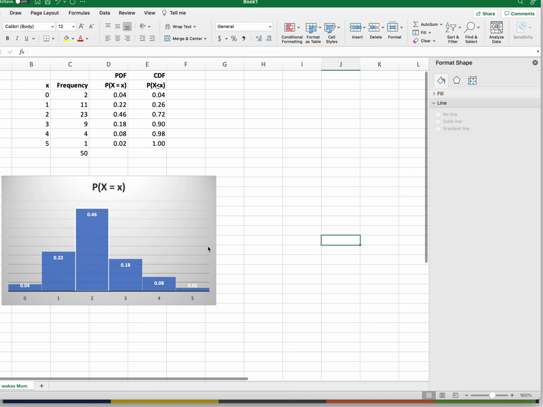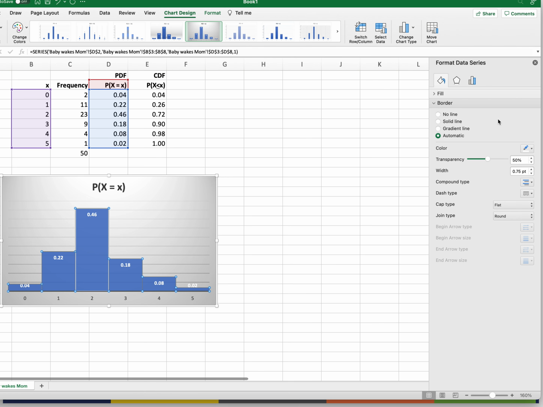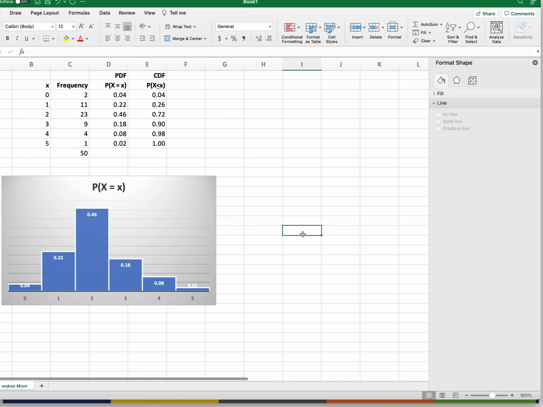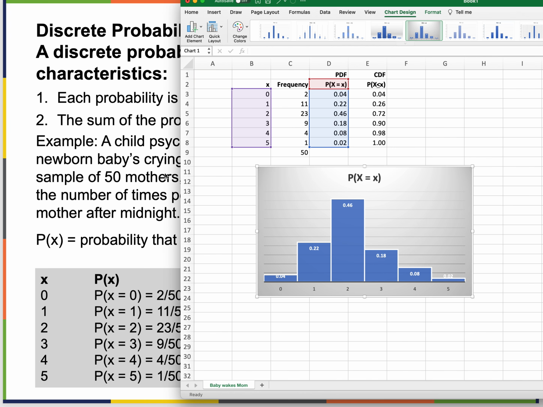There we go. So there's my graph. And I really want the width to apply to all of these. For some reason, it only applied to one of those. I think that's better. I don't want any transparency. So there we go. There's my graph. And you can see it's skewed a little bit this way. So let's go back to this presentation.